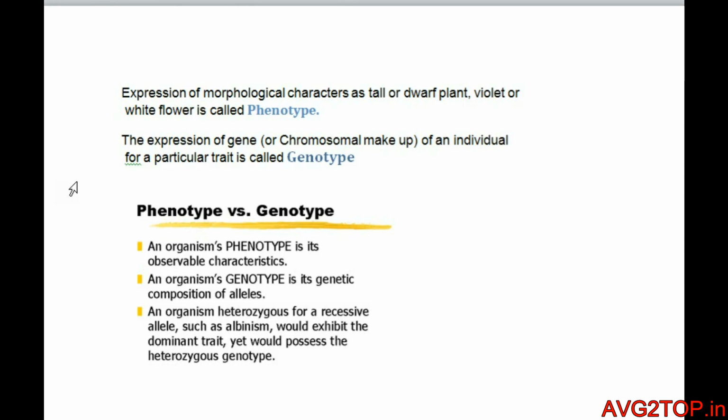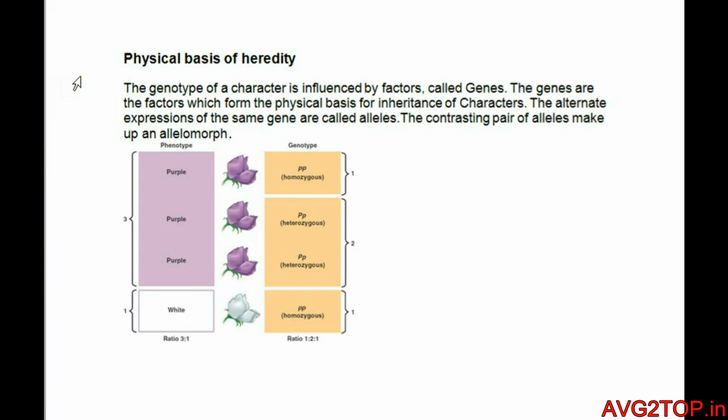Let's see the physical basis of heredity. Genes are the base of heredity. They are inherited from one generation to the other. The genes are represented by a pair of alleles. These alleles determine the phenotype of an organism. For example, in this picture, the flower exhibits purple color only if either of the alleles is dominant. Otherwise, it is white in color.